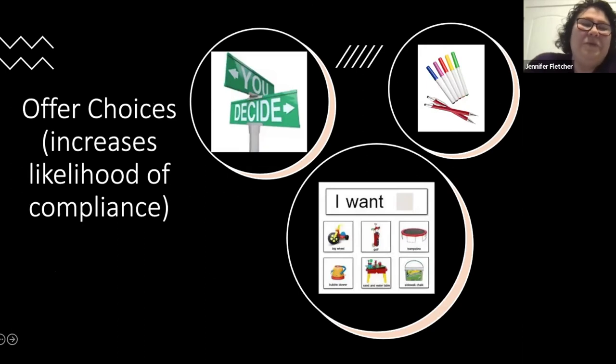One of the things I like to do is offer choices because it tends to increase the likelihood of compliance. Especially for kiddos who like to be in control and don't like to be told what to do, sometimes you give them the choice so they feel like they're in control, and then they're more likely to do it. Like kids who don't want to do chores, what can you do? Can you say, do you want to pick up your toys or take out the garbage? Do you want to empty the dishwasher or do you want to vacuum?